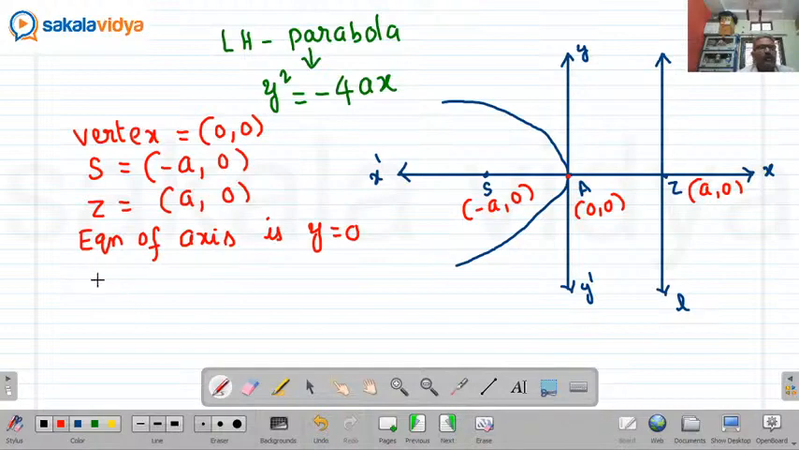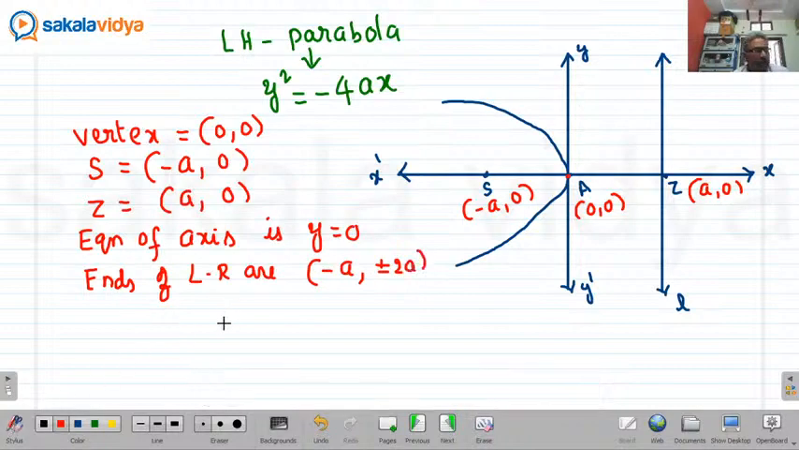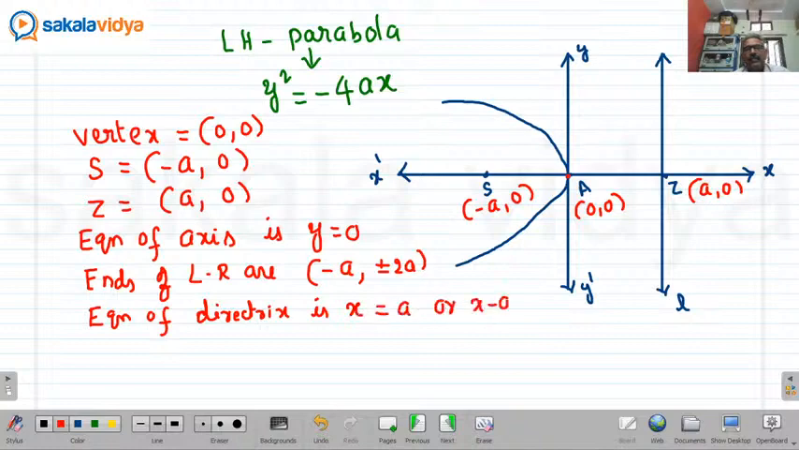Now, ends of latus rectum. Ends of the latus rectum are minus a comma plus or minus 2a. Equation of the directrix. Equation of the directrix is x is equal to a or x minus a equals to 0.